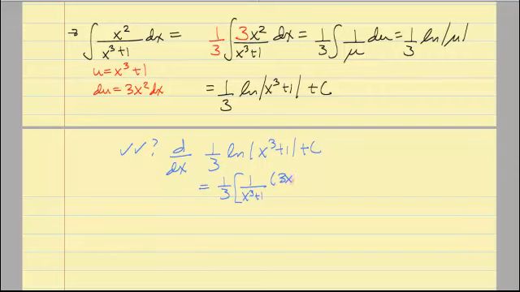prime, and the derivative of x cubed plus 1 is 3x squared. Okay, so let's see if anything will cancel here. The 3's cancel, and I'm left with x squared over x cubed plus 1, which is the integrand. So I get exactly back what I started with, so this does check, and I do have the correct solution. I guess that's a really big check, and it is the correct solution.